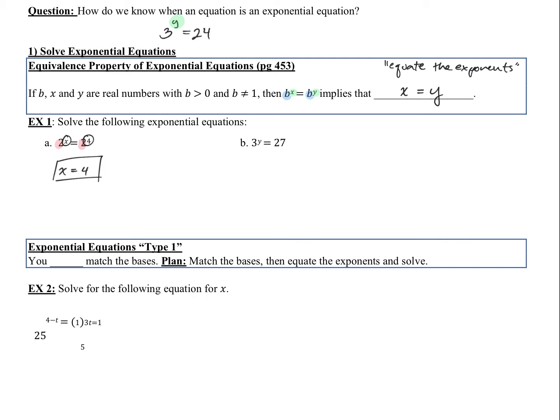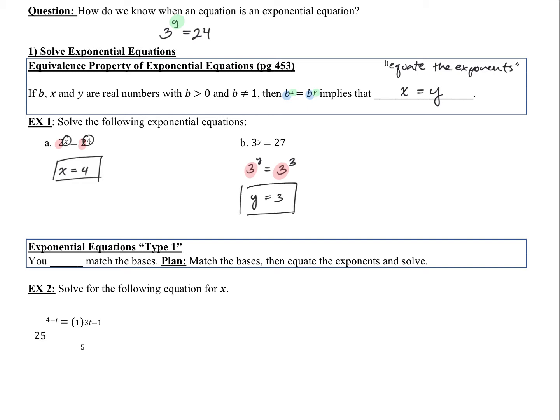b, however, looks a little different. Notice we have 3 to the y power on one side, but then we have 27 on the other. That's not something raised to a power. However, we can use our critical thinking caps and remember that 27 is 3 cubed. So this would be 3 to the y power equal to 3 cubed. And what do you know? The bases are the same. So when the bases are the same, what can we do? We equate the exponents. So y equals 3.